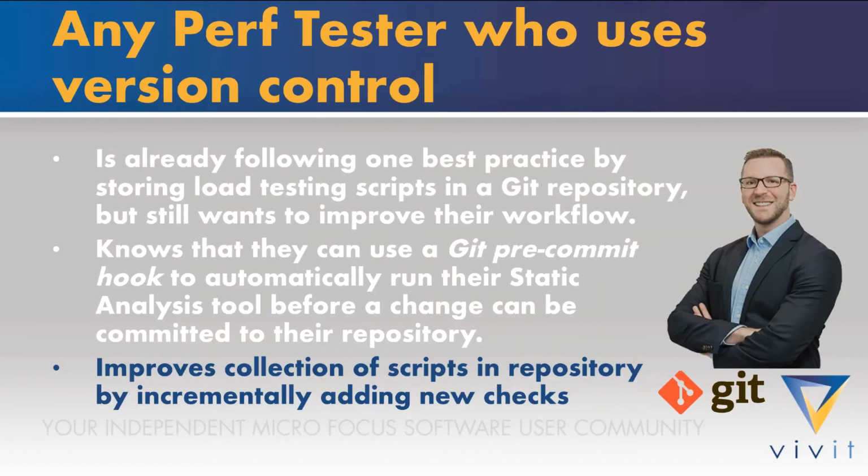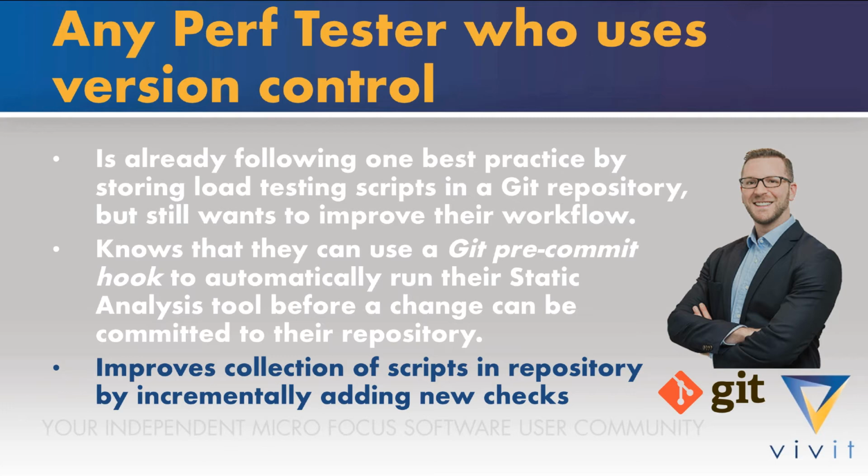If you're already using version control for your load testing scripts, the next step in maturity for your team is to add a static analysis component. You can use a Git pre-commit hook to automatically run your static analysis tool before anyone checks in code. If there are problems with the script, well, it prevents you from checking them in. And if there's not, well, you know that the script complies with your internal standards.